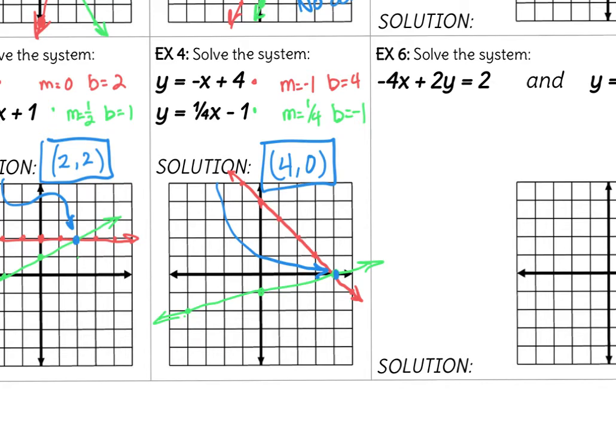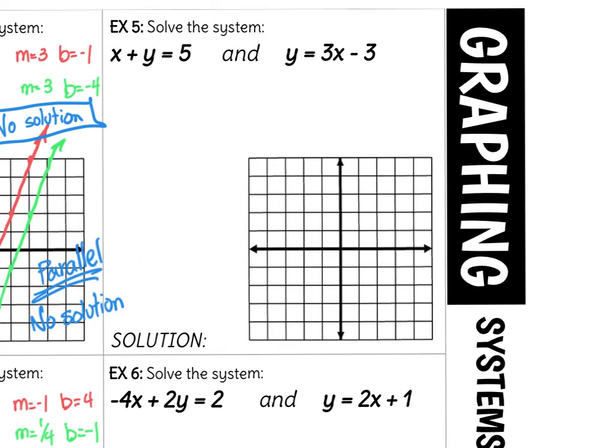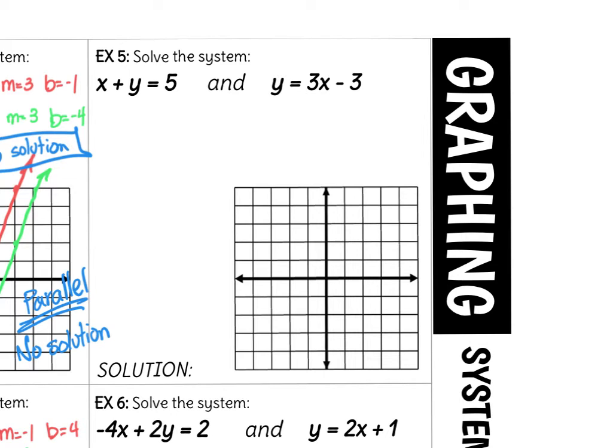All right. Now, if we're asked to solve a system by graphing and we're given two standard form equations, the first thing we have to do is convert these to slope-intercept form. So that's what I'm going to do. I'm just going to basically solve for y. So I'm going to start by subtracting x on both sides, and I get y equals -x plus 5. And I put it in that order just because I want it to be mx plus b.